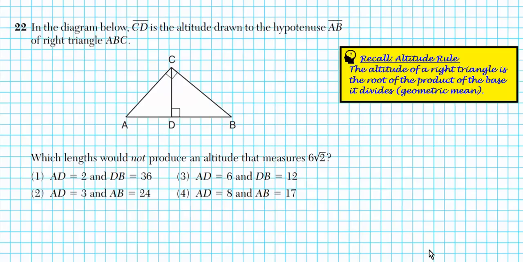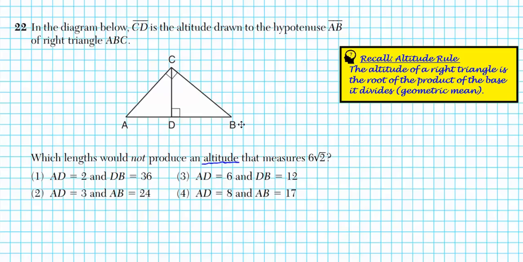Okay, let's take a look at problem 22. It says, in the diagram below, segment CD is the altitude drawn to the hypotenuse AB of right triangle ABC. Which lengths would not produce an altitude that measures 6 root 2? Now, when you see a right triangle with this configuration, and the focus is on the altitude, you want to recollect the altitude rule.